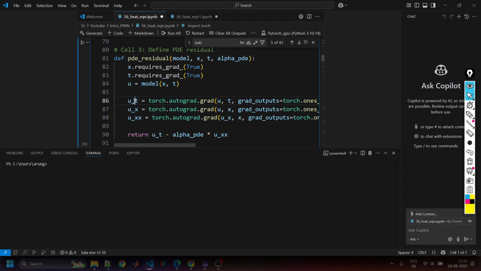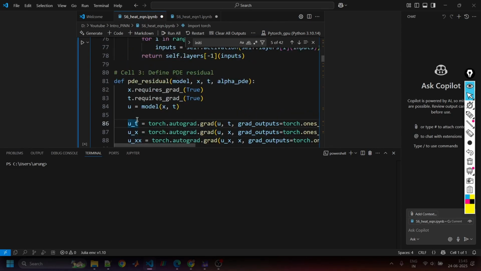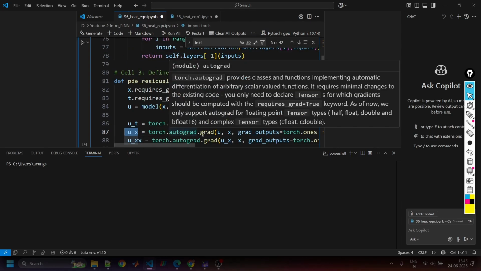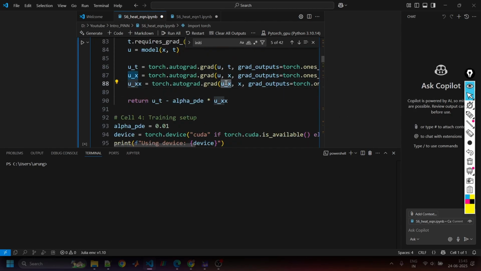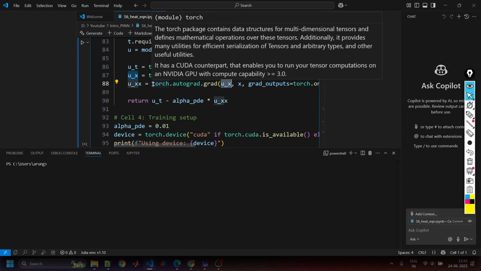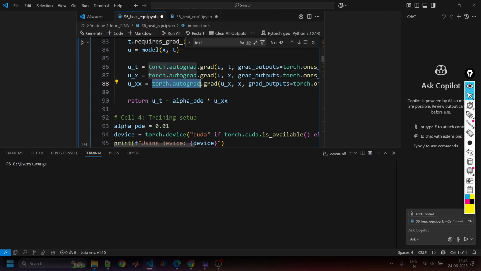So first we will calculate the first derivative with respect to time. Then we also calculate the first derivative with respect to space. Our partial differential equation does not have that first derivative here, but to calculate u double x, we need that. That's why we are calculating ux. Then we will feed this as an input to this function. This function calculates the derivative of ux with respect to x. The name of the function is torch.autograd.grad.